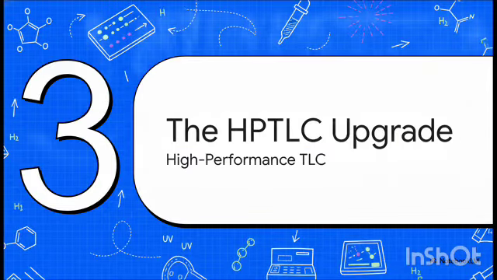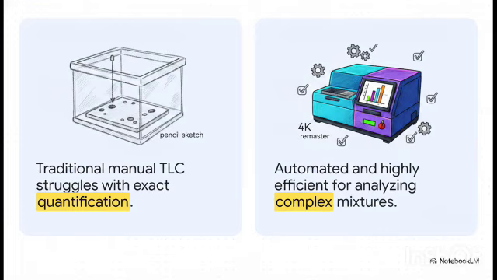Which brings us to Section 3, the HPTLC upgrade. I always say, think of regular TLC as your basic rough pencil sketch. And HPTLC, that is the fully automated 4K digital remaster. HPTLC is an advanced form of traditional TLC. It takes that exact same basic idea of a plate and a solvent, but makes it highly efficient, highly automated, and vastly more reproducible. This means if you run the exact same test 10 times, you get the exact same perfectly quantifiable results 10 times. And that is absolutely essential for analyzing highly complex mixtures.